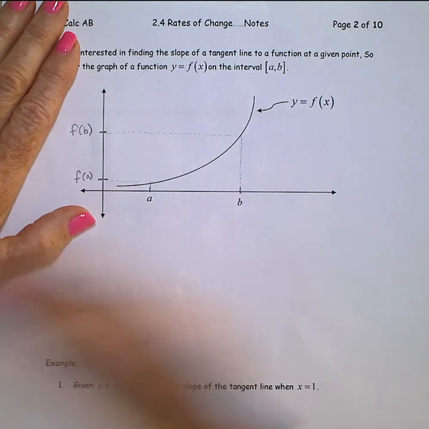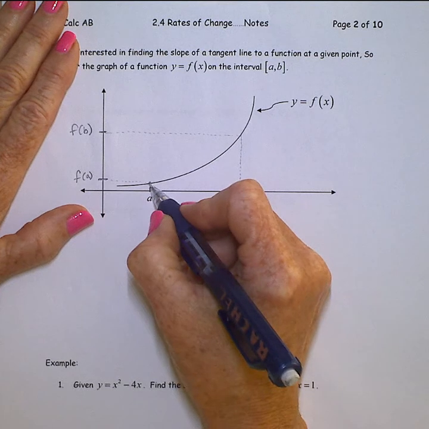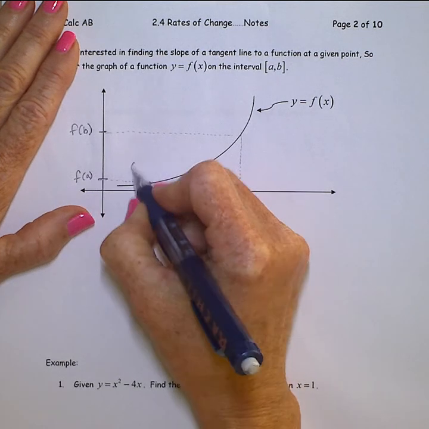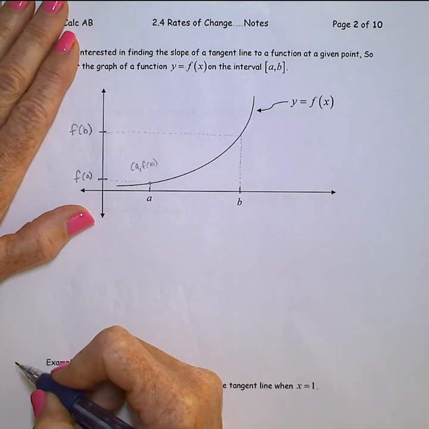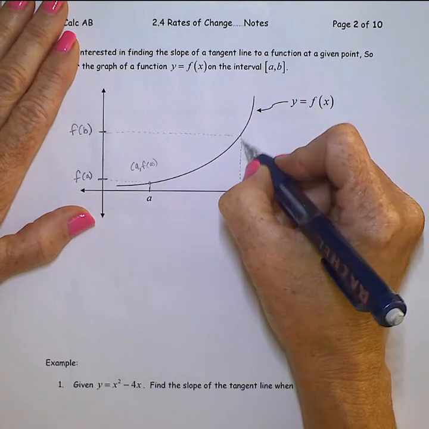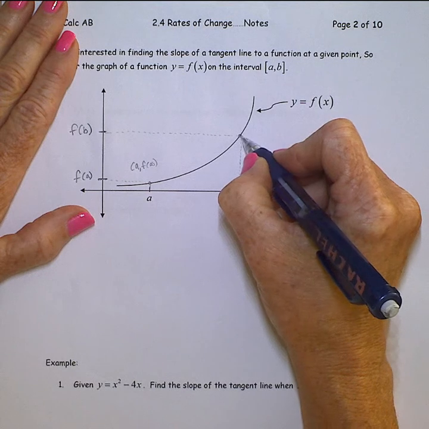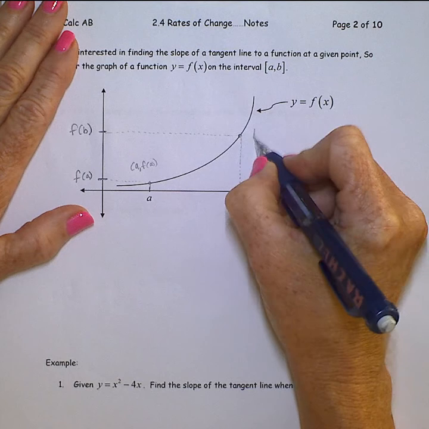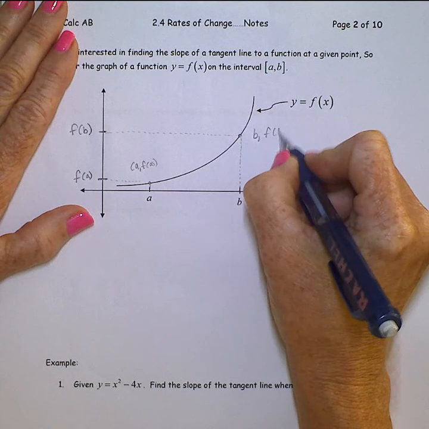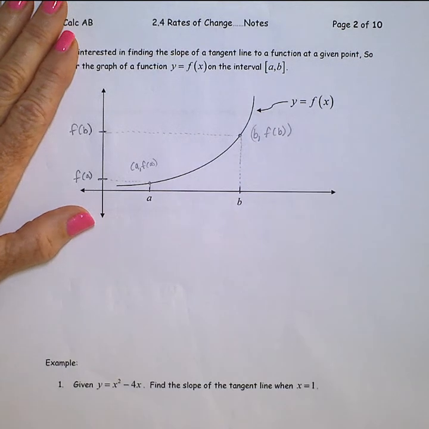Would you agree with me that the coordinates of this point right here on the function at a are a comma f of a? What's the coordinates right here? You gotta look. What's the coordinates here? B comma f of b. Everybody okay?